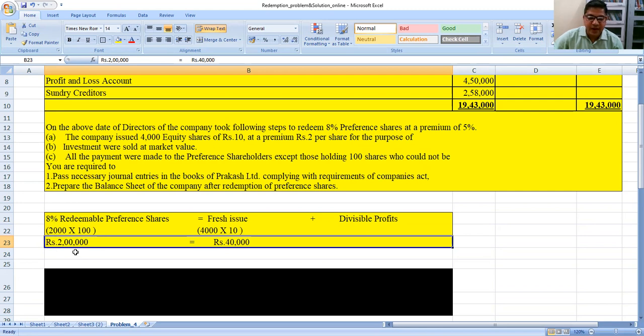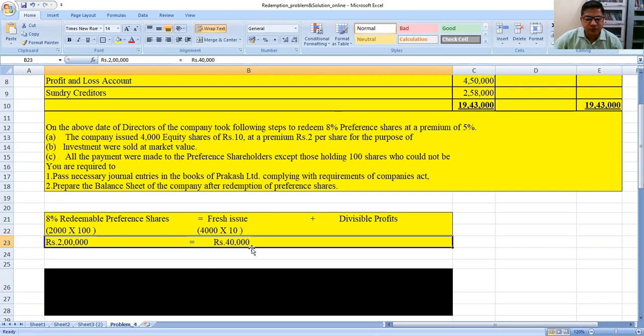आणि ही 2 लाख रुपीज आणायचे कुठून? तर यू कॅन यूज द फ्रेश इश्यू अँड डिव्हिजिबल प्रॉफिट्स. आता आपल्या प्रॉब्लेम मध्ये फ्रेश इश्यू किती आहे? तर द कंपनी इश्यू 4000 इक्विटी शेअर्स ऑफ ₹10. कंपनीने किती इश्यू केलेत? 4000 इक्विटी शेअर्स ऑफ ₹10. तर वी विल राईट फ्रेश इश्यू 4000 into 10. तो 4000 into 10 किती झाले?